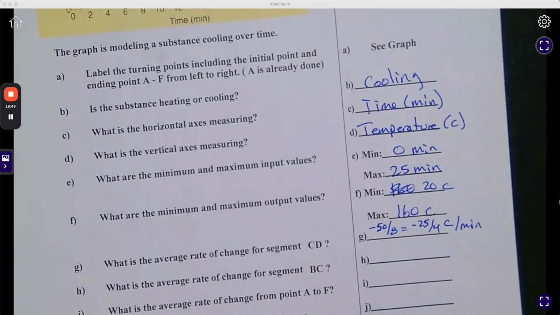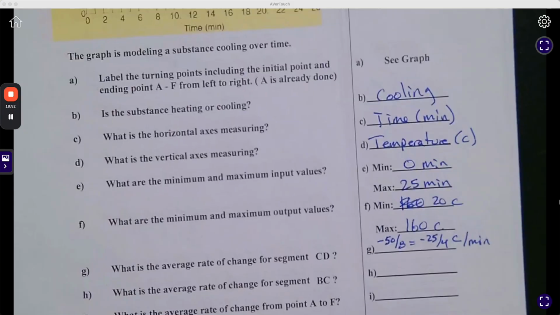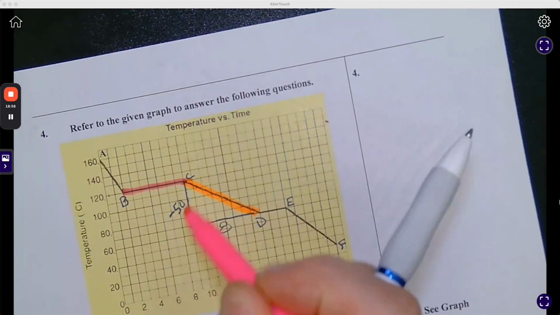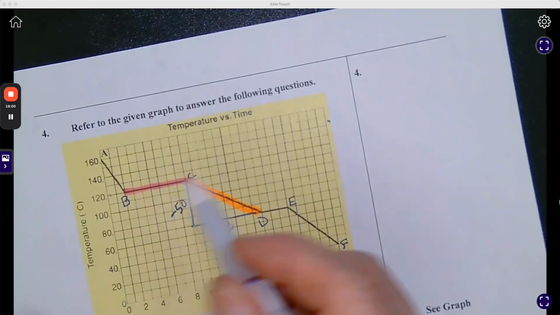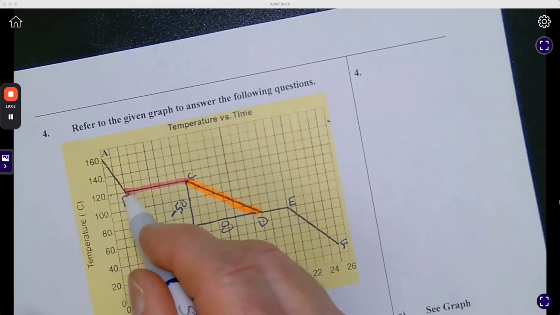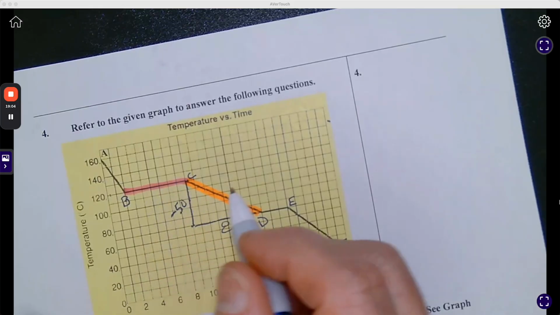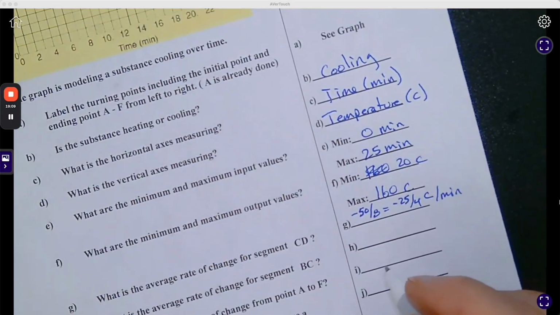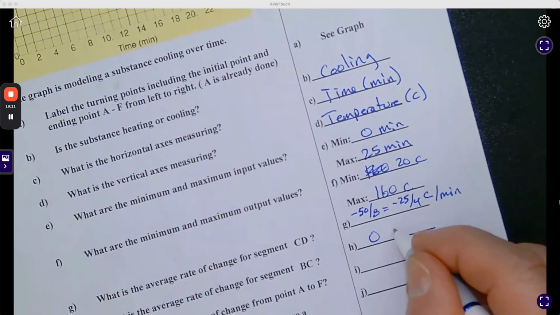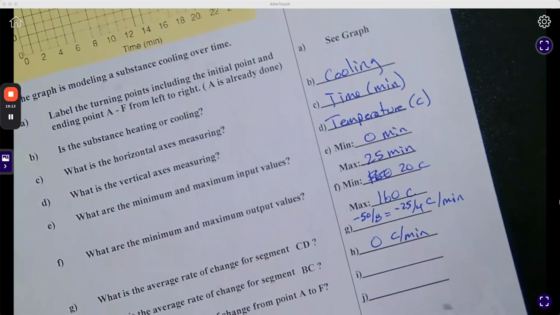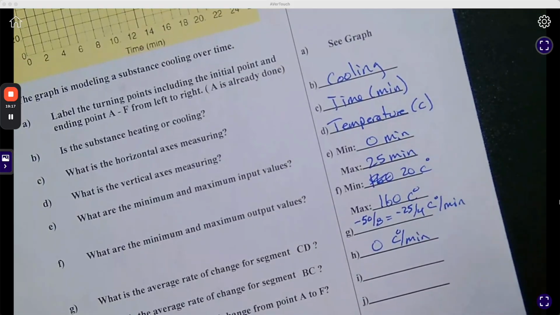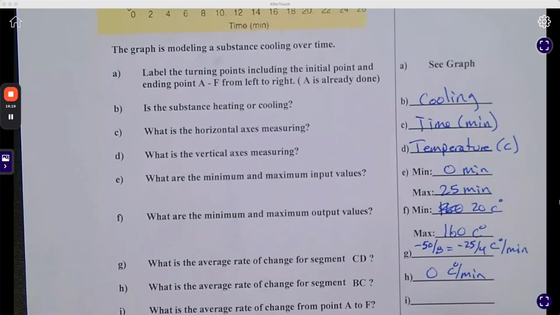What is the average rate of change for segment BC? All right, well, segment BC is right here. Notice how it's flat. There is no change, right? From here to here, the elevation is the same. So that means your slope is 0. 0 Celsius per minute. I should do that, that, and that, and that. All right, ooh, I'm all crooked again.